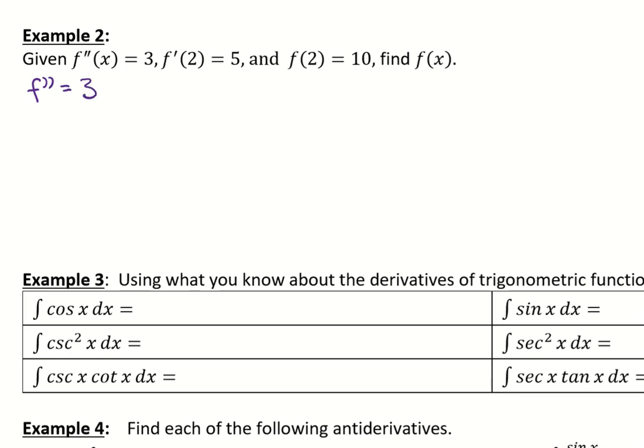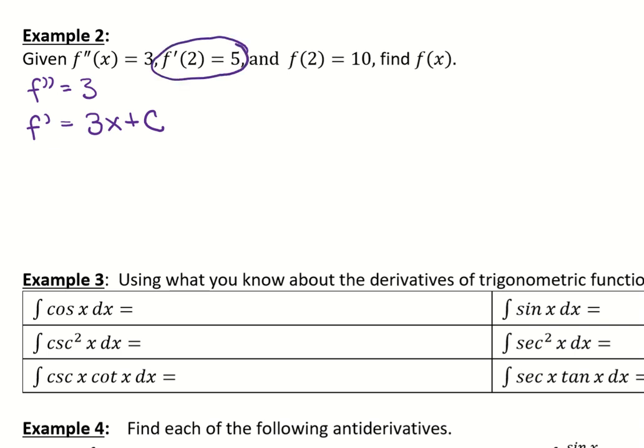So how do we go up one level? How do we find what f prime is? Well, f prime is going to be 3x because it's one level up from this. Think if you found the derivative, if you went backwards, the derivative of 3x is 3. So we can't forget the fact, though, that there's some constant c here.